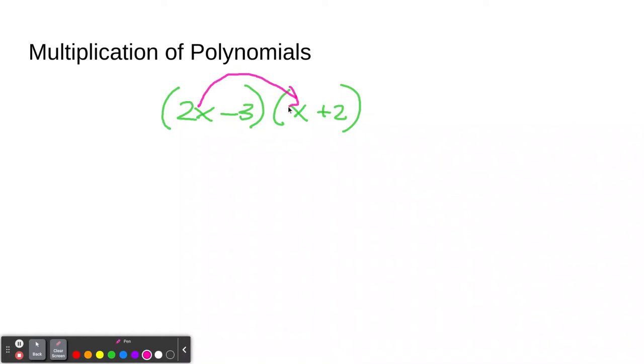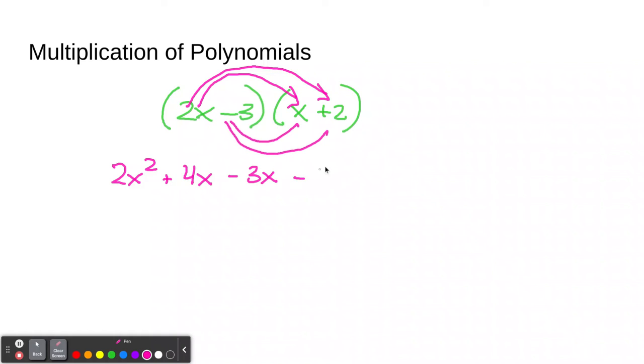2x times x is now 2x squared. 2x times 2 is going to give us 4x. And now we're going to do negative 3 times x. It's negative 3x. And negative 3 times 2 is negative 6. And don't forget to combine like terms. And we're going to have this. All right, always double check your work. All right, clear that out.